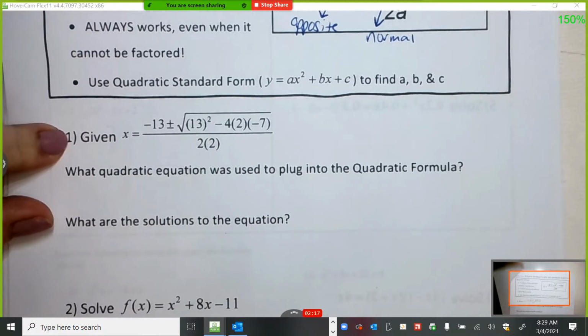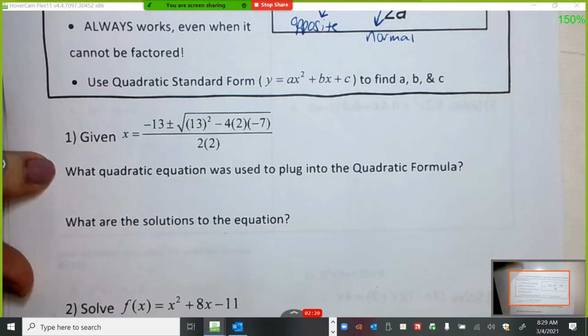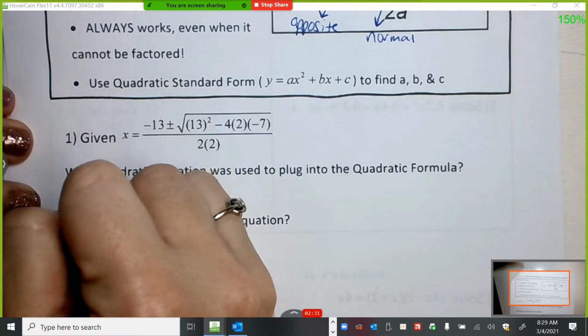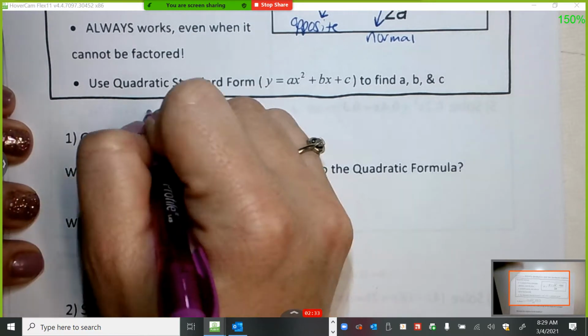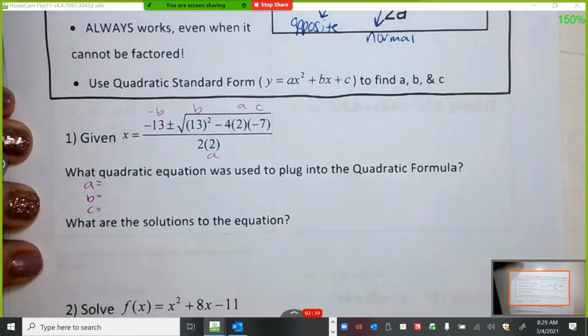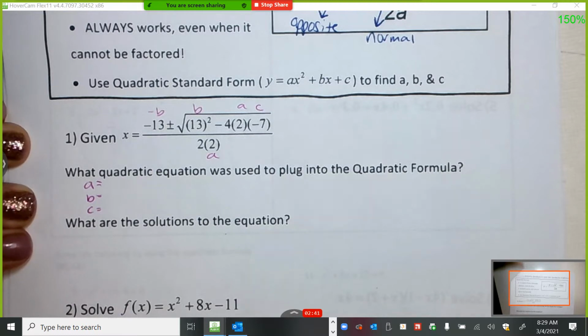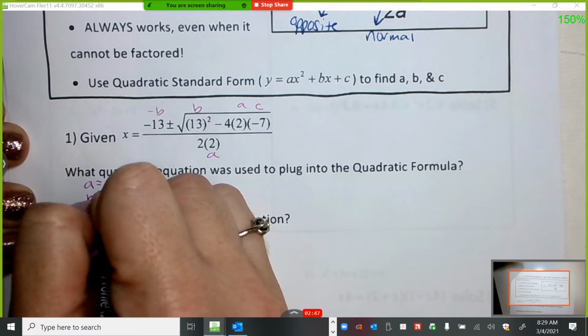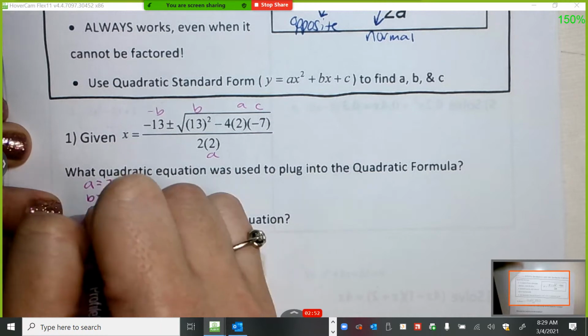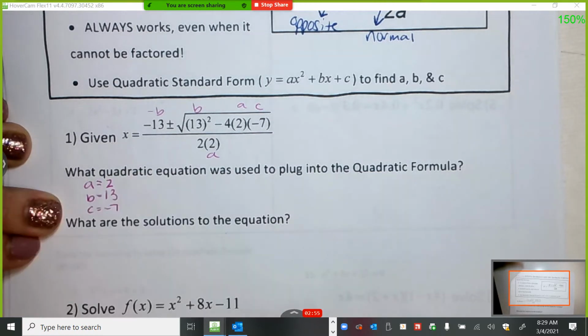So this first one, we're going to kind of work backwards. It's already plugged in for us. The first question says, what quadratic equation was used to plug in this quadratic formula? Well, if we want to know the quadratic equation, that's the ax squared plus bx plus c, we need to find our a, b, and c. So remember, this is negative b plus or minus the square root of b squared minus 4 times a times c, all over 2a. So what is my a? 2. And what's my b? Positive or negative? Positive, because remember, this one's opposite. And then c is what? Negative 7.